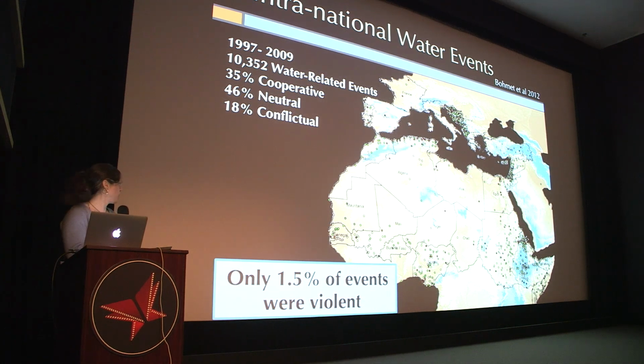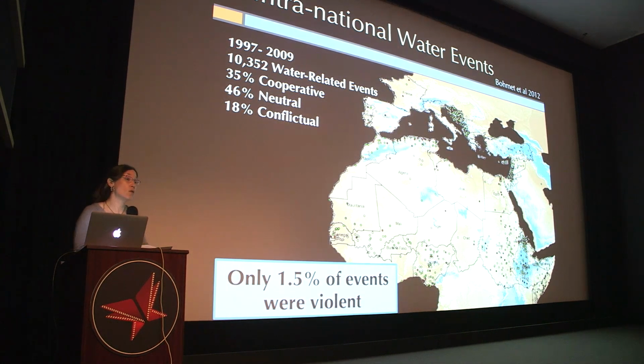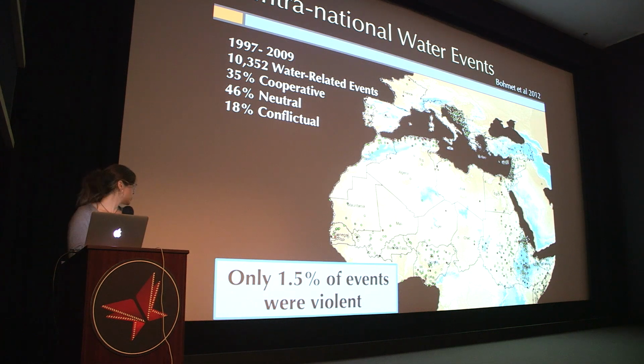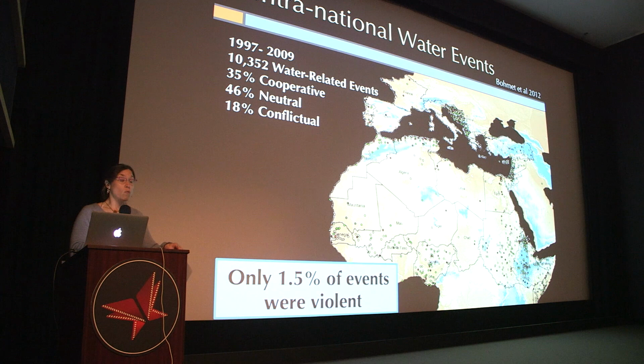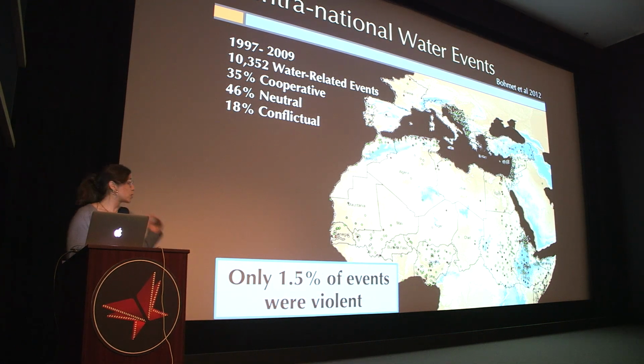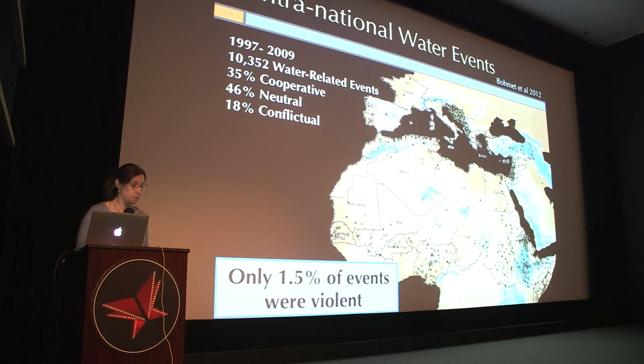They then tried to understand what leads to that 1.5 percent of the events being violent. And they found that water scarcity and climate variability were not statistically significant. They were not good predictors of this violence.